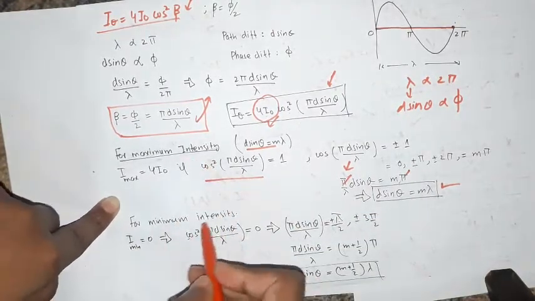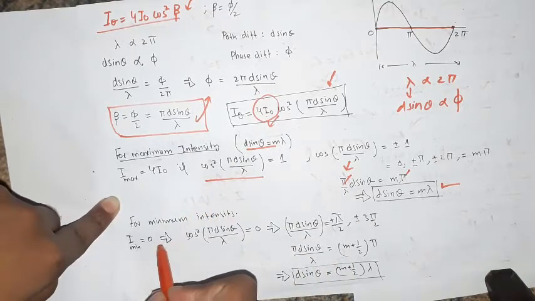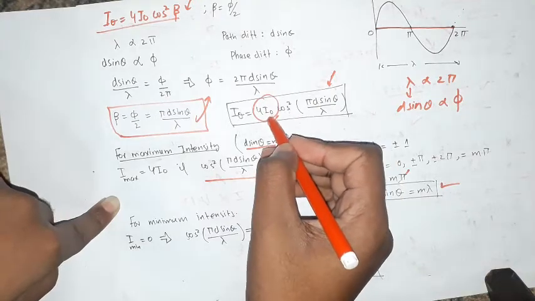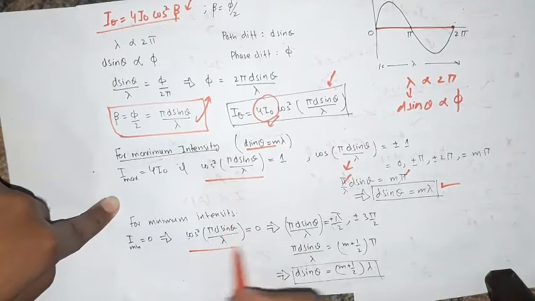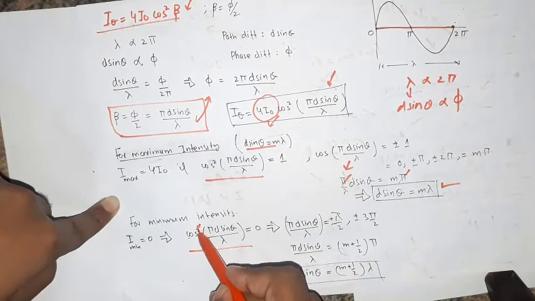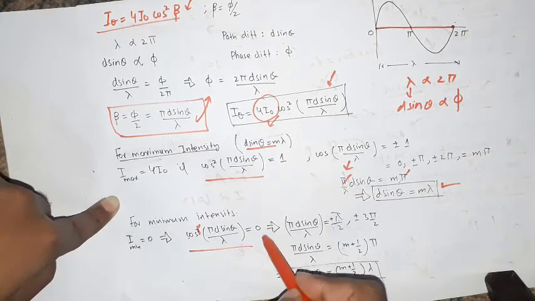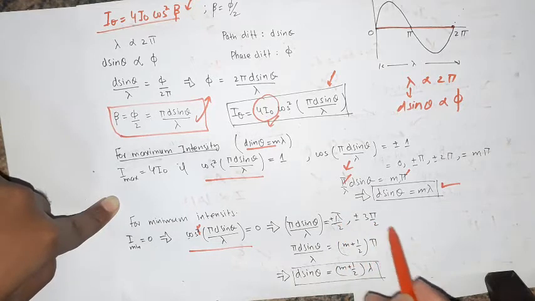Similarly for minimum intensity, this minimum intensity is of course 0, and this will be 0 if this factor is 0, because 4 I naught is a constant, so this cannot be 0. So this factor should be 0. So we have cos square is equal to 0, or taking the square root, cos of pi d sine theta by lambda is equal to 0.